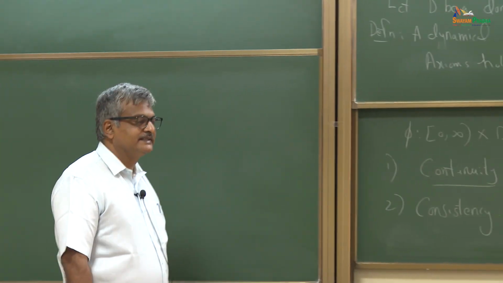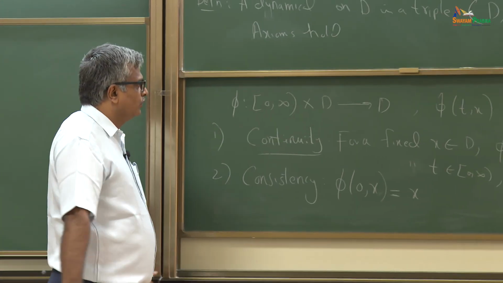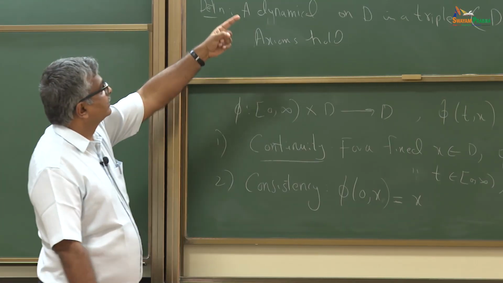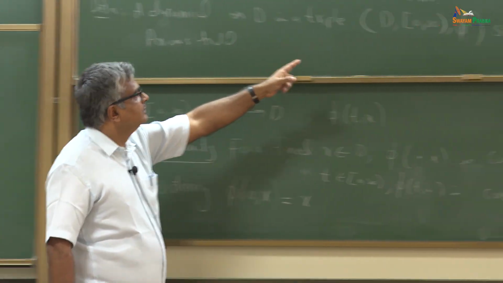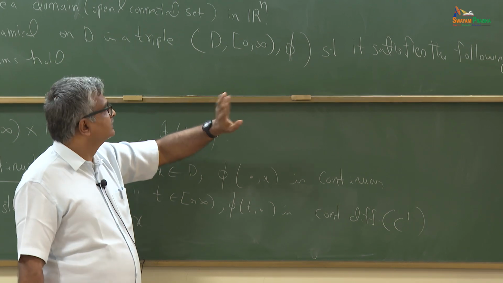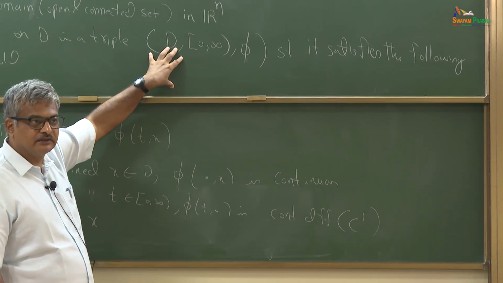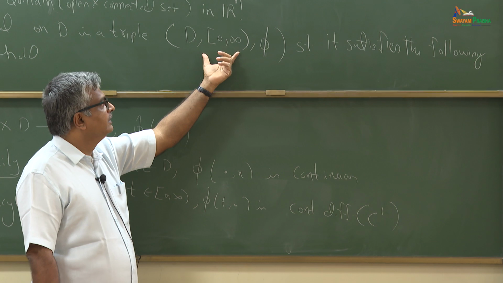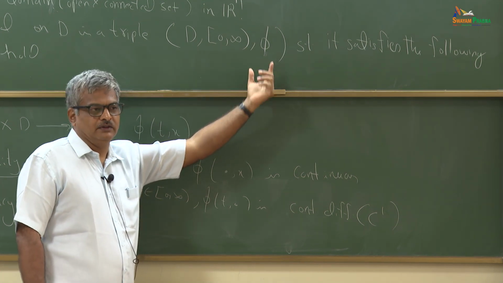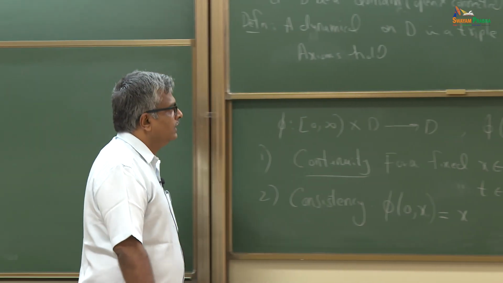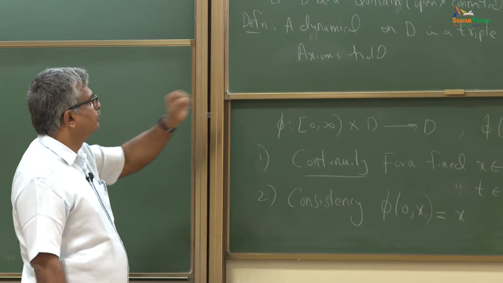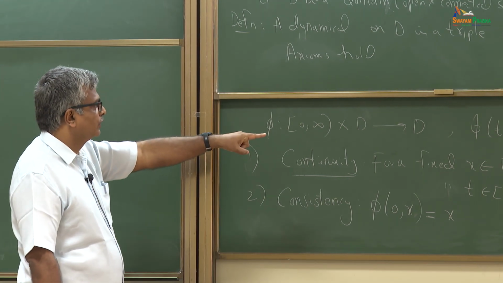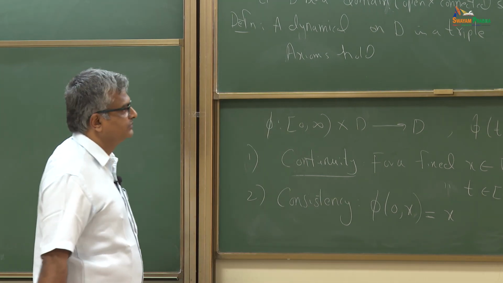So a dynamical system, you see, I don't talk about differential equation or anything. This is my dynamical system given by the triple. 3 ingredients: a state space, an interval for the parameter t, right, and a map, okay. Now let me give you some interpretation of this flow, okay, why that word flow comes.